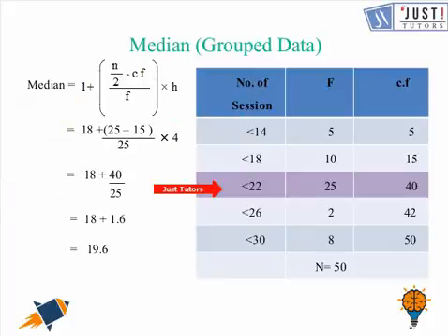Now we can just substitute all the values in the formula with the help of this table. So this was the class of 18 to 22, hence the lower limit becomes 18. N was 50, divided by 2 is 25, so we've got 25 here, and cumulative frequency was for the preceding class, hence it becomes 15, and the frequency of the median class is 25, and then multiplying by class width, which is 4, because the table was running as 10 to 14, 14 to 18, and so on. So we can solve this calculation and get to the median, which will be 19.6 in this case.